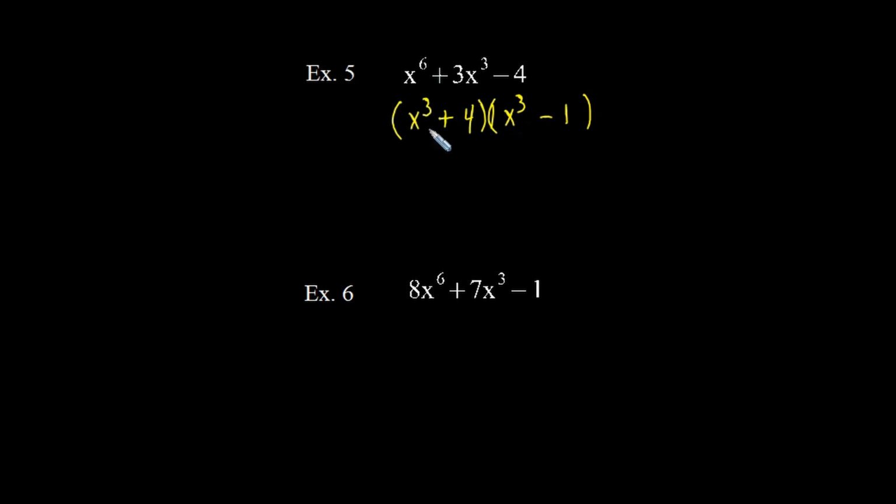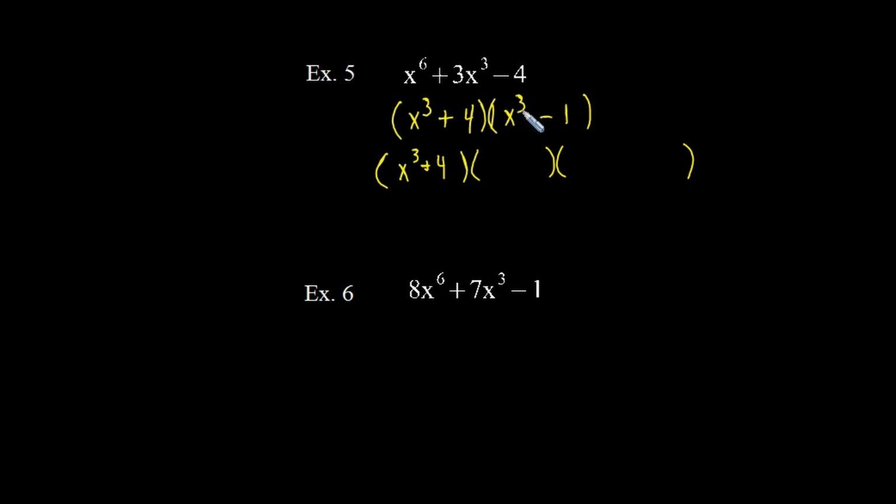So this first term that we've gotten from our first factoring step, x cubed plus 4, is not a perfect cube, but x cubed minus 1, the 1 is a perfect cube. So we can factor this binomial again using the difference of cubes. So we'll bring this down. If you haven't already done so, you can check out the video on difference of cubes and sum of cubes. So there's a link in the description below.